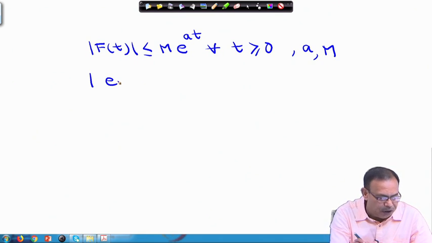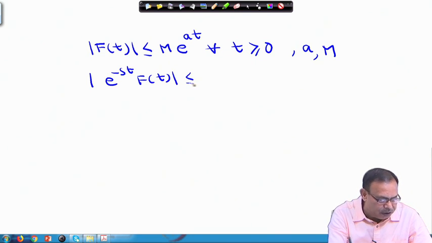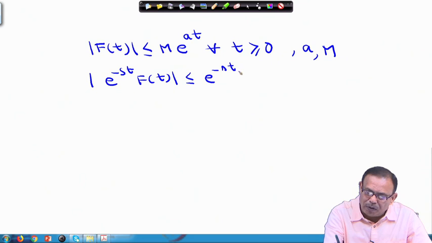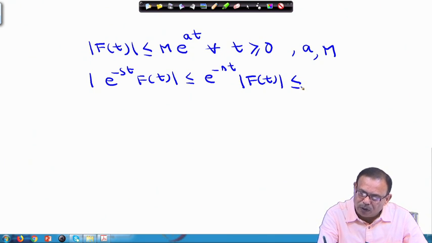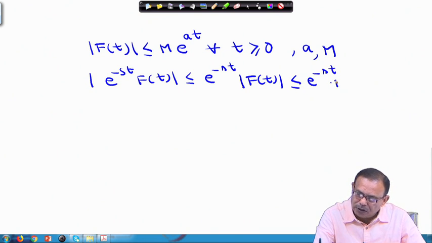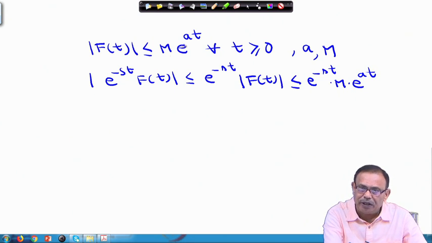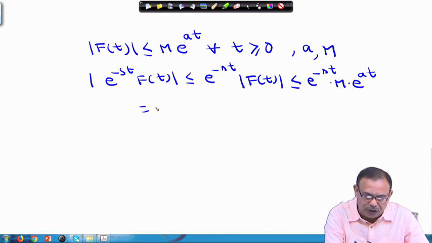So, you can write down e power minus s t into f t, modulus of this one is less than or equal to e power minus s t into modulus of f t. This you are getting directly. Again using the earlier inequality, this we can write down less than or equal to e power minus s t into M into e power a t. This M into e power a t we are getting from here. So, this equals M into e power minus s minus a into t.